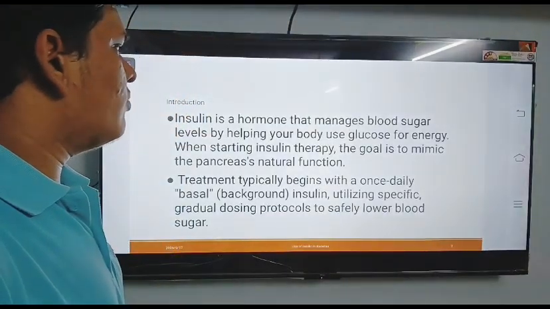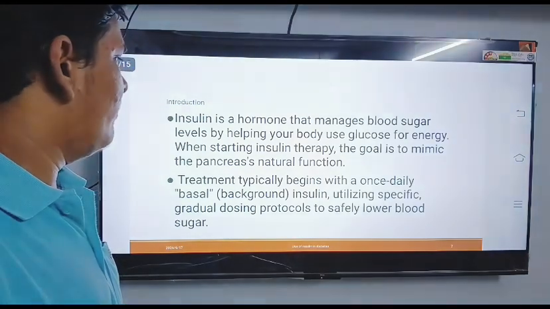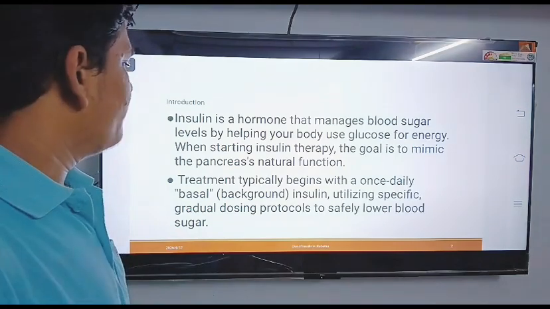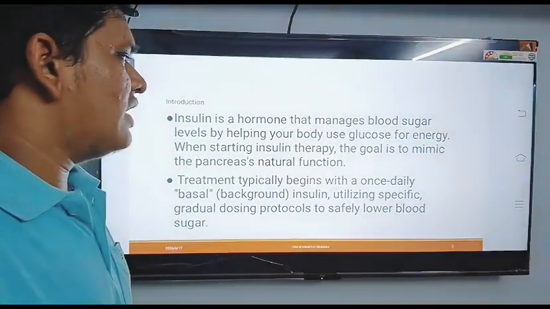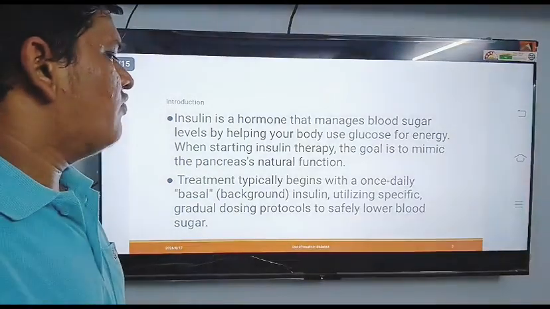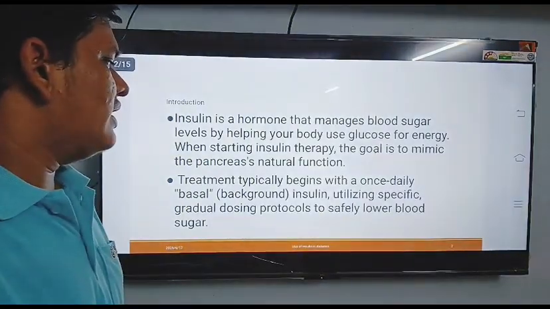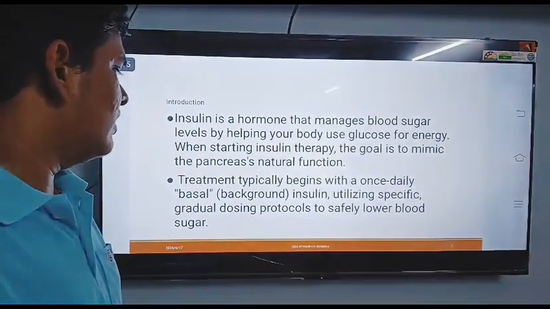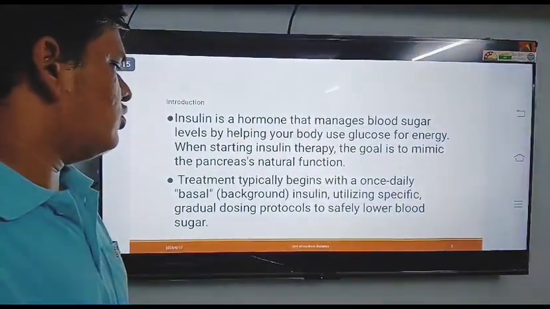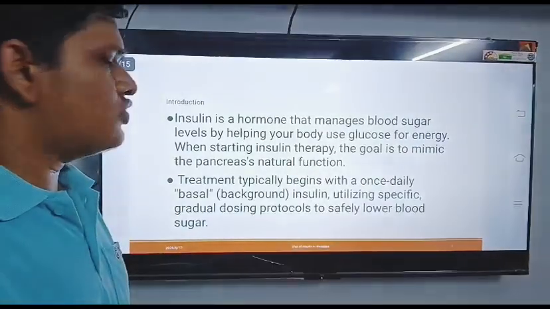Insulin is a hormone that manages blood sugar levels by helping your body use glucose for energy. When starting insulin therapy, the goal is to mimic the pancreas's natural function. Treatment typically begins with a once daily basal insulin, utilizing specific gradual dosing protocols to safely lower blood sugar.